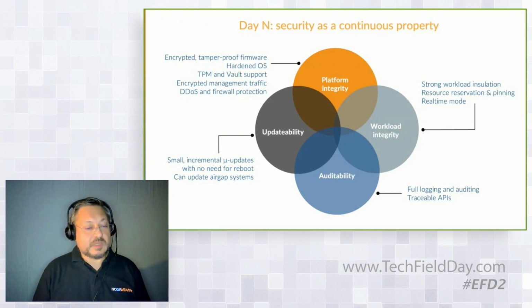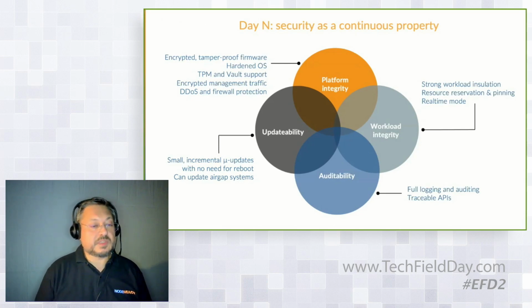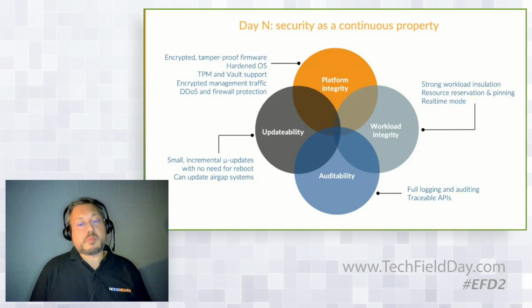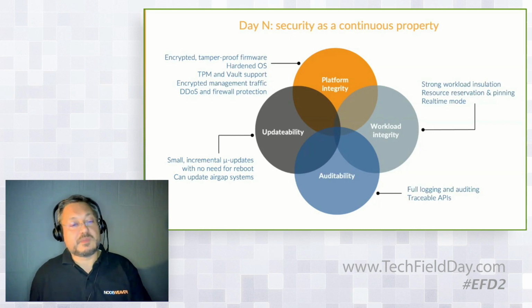We have tried to consider the multiple ways an attack can be done, and what is specific for the edge, for example the lack of physical security. So we have clustered security as a continuous property over 4 different axes. The first one is platform integrity. The operating system is a hardened Linux, as we said before. The entire system is encrypted. The firmware is tamper-proof. If you try to modify it, it will disable itself, and it checks everything at runtime. So if you modify something, we identify it and we shut everything down.